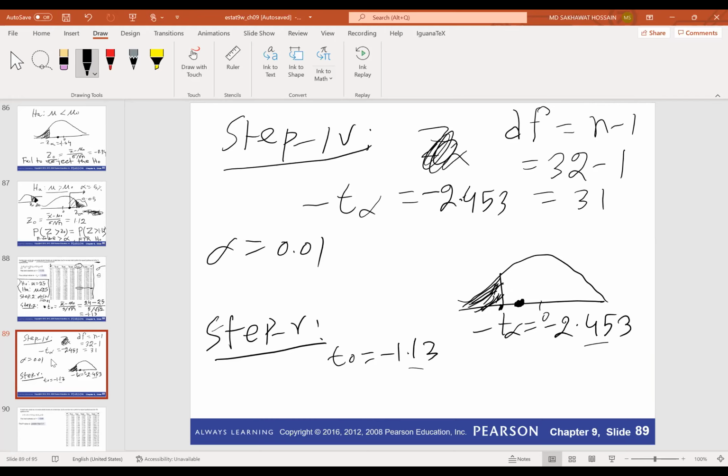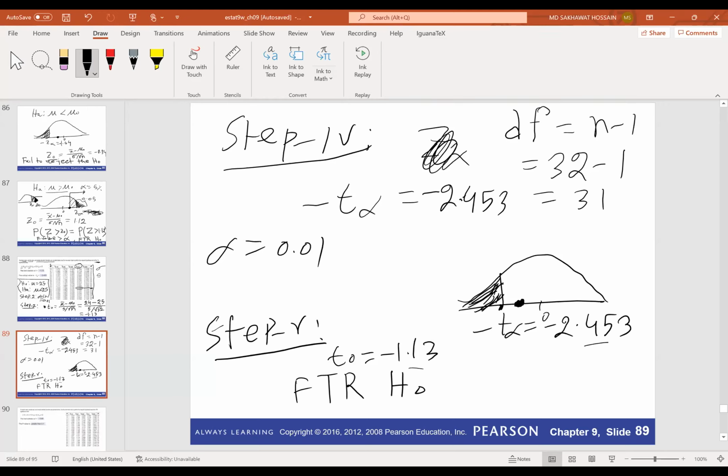So do we reject null or fail to reject null in this case? So what do you think? Should we reject null or fail to reject null? Yes, that's correct. Thank you. So we fail to reject null. FTR H0. FTR means fail to reject. So we fail to reject null.